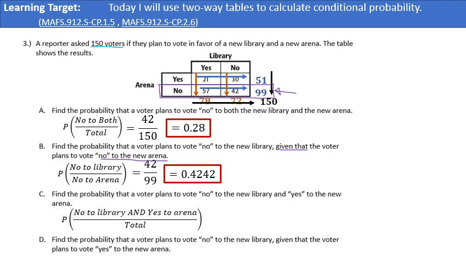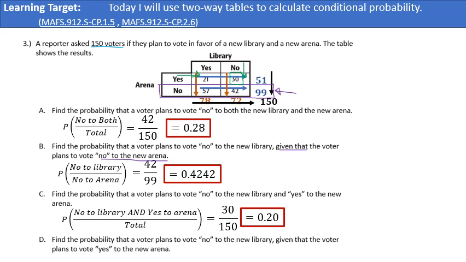Let's find our numerator. So let's say we say no to the library. So here's our library. We're going to say no, so we're going to go down this column. We're going to say yes to the arena. So here's my arena, here's my yes. I'm going to go across this row. Look for that intersection. Bam, 30. So this should be 30 over 150, which, grab your calculator, is 0.2. 0.20, same thing. So far, so good?